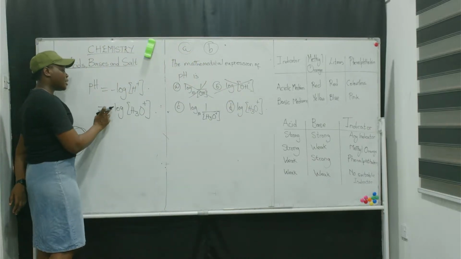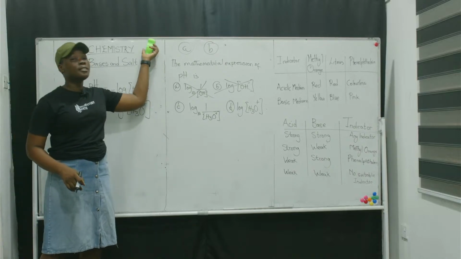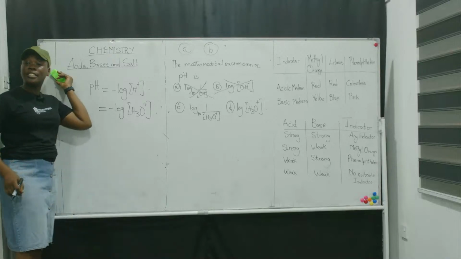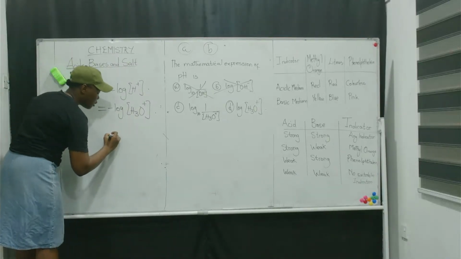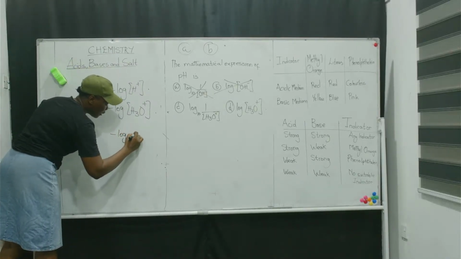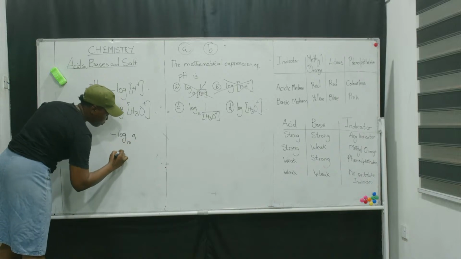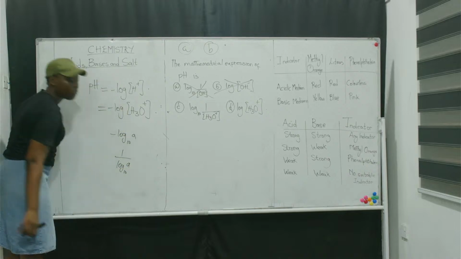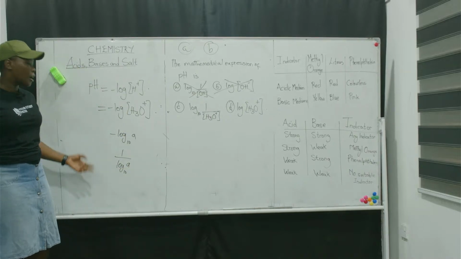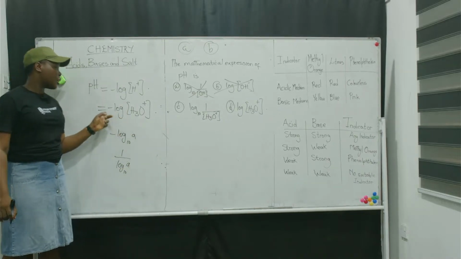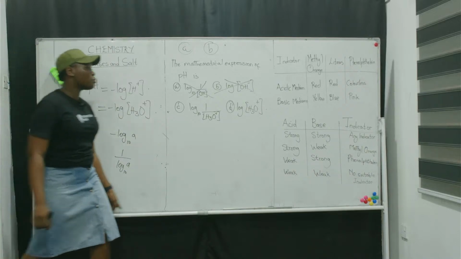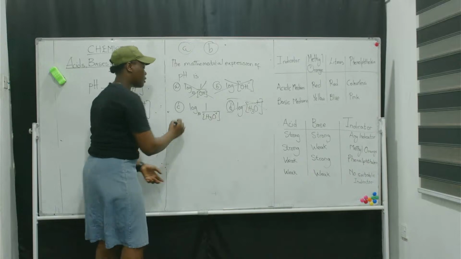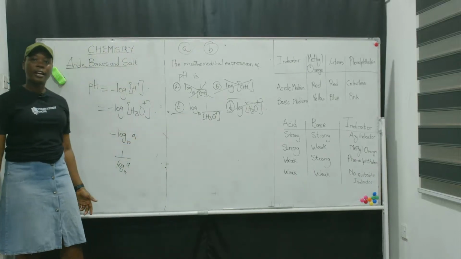Don't forget this negative, right? And based on the law of indices, log A to base 10 can also mean 1 over log A, right? So because there is no negative sign here, it is not it. Rather, it is C. Are we together?